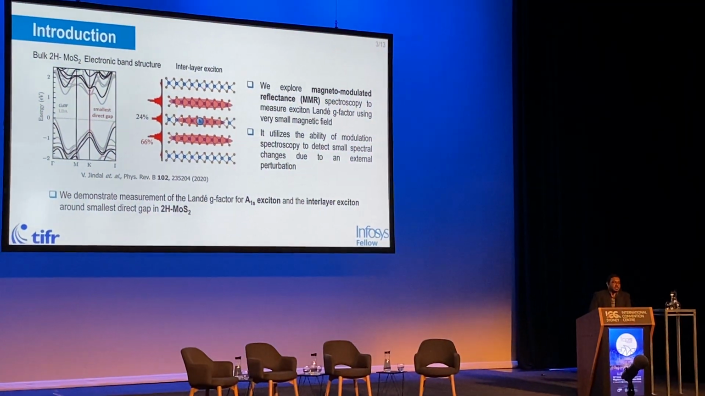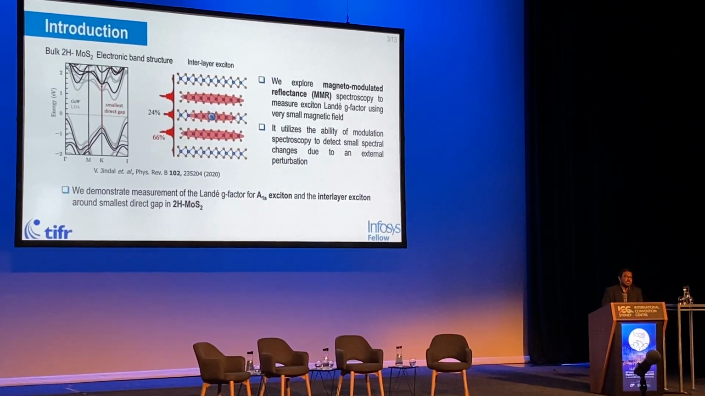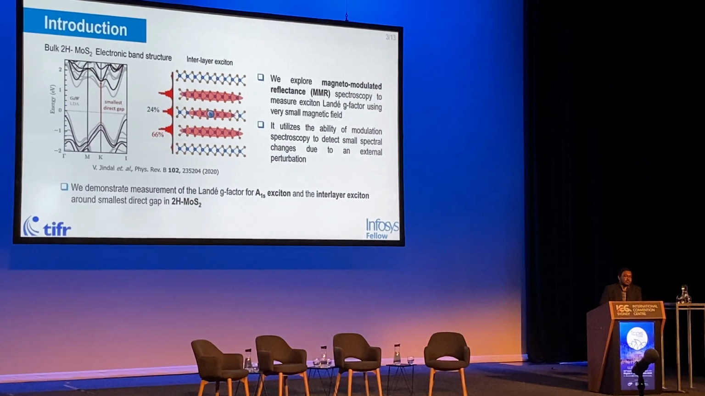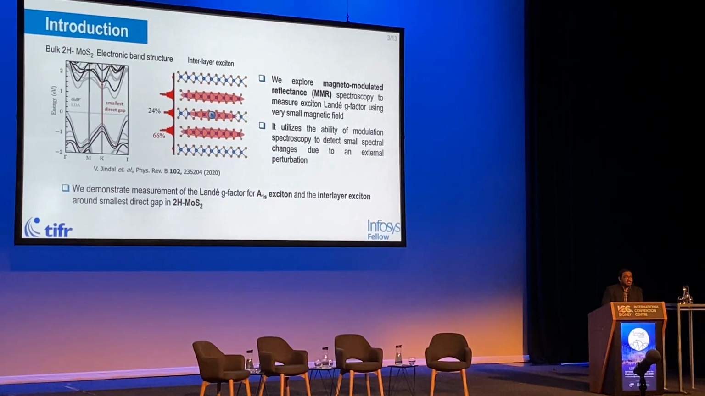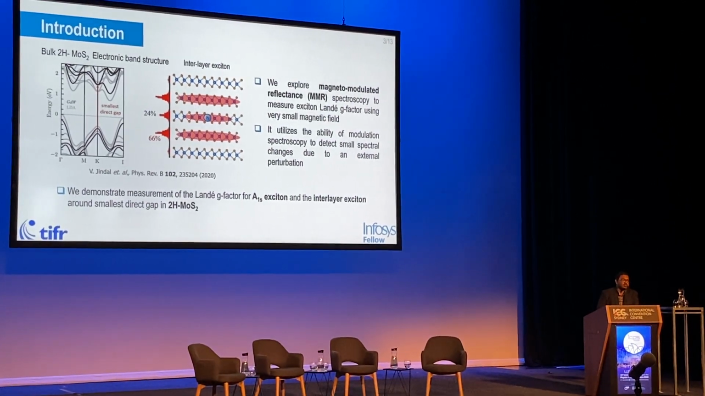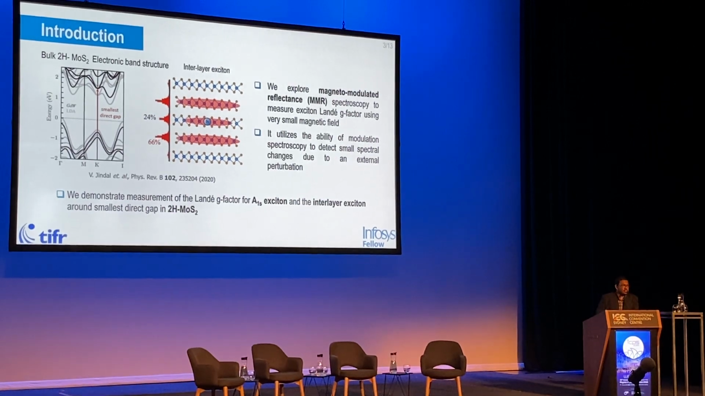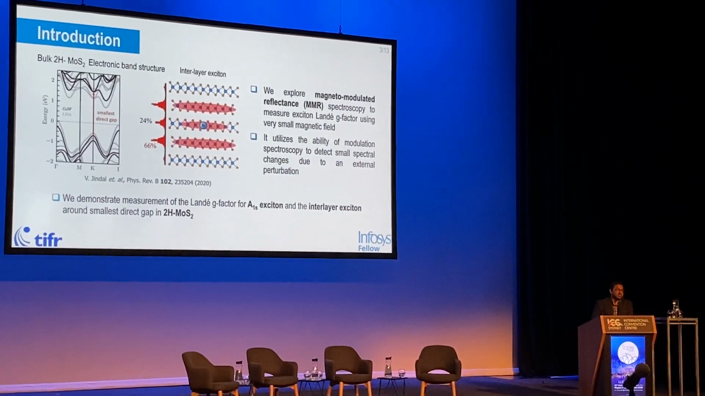So what I have studied is, I have extracted this Landé factor for A1s exciton and interlayer exciton around the smallest direct gap in 2H MoS2. I just want to emphasize, in several talks we have seen interlayer exciton in heterostructures, hetero layers, but this is homo layer actually, it's a bulk system.